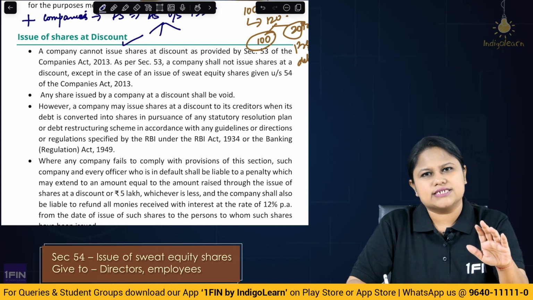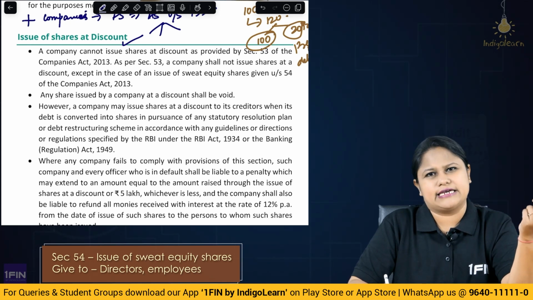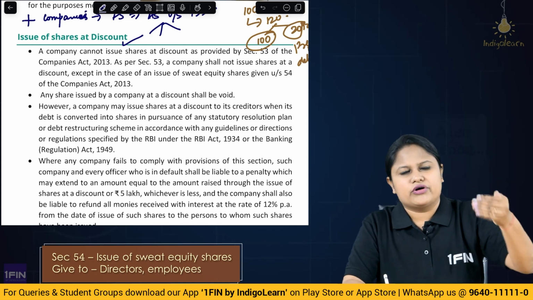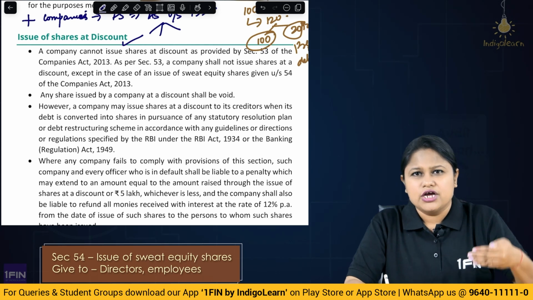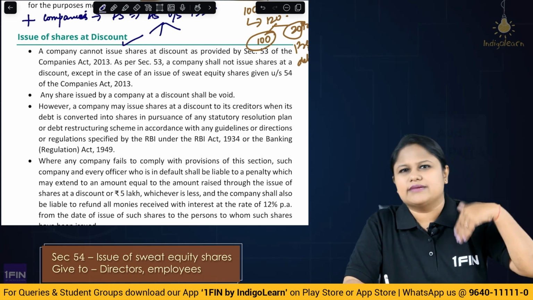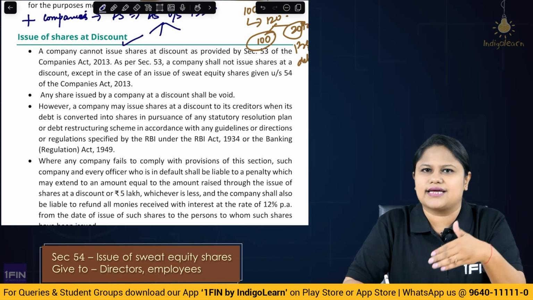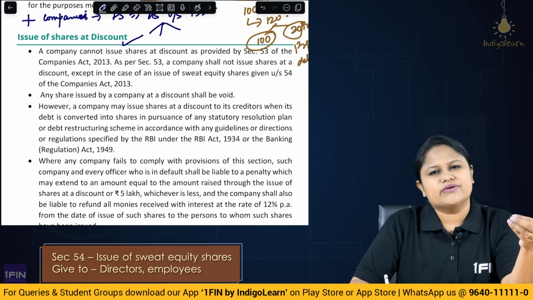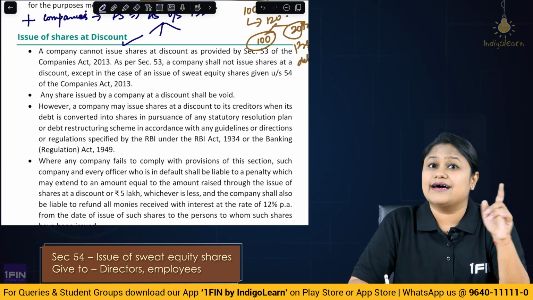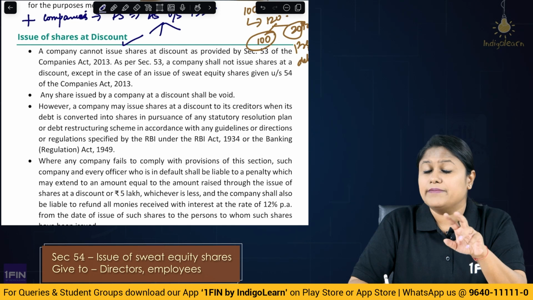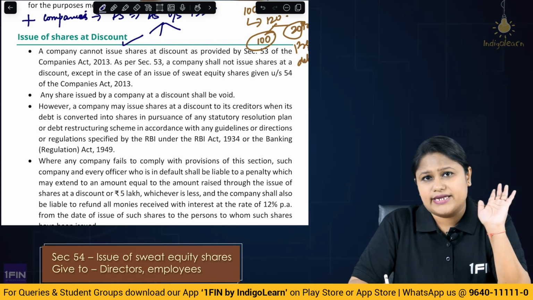Sometimes they also give them for consideration other than cash. So money only is not taken. For whatever service they have given, for whatever intellectual property rights that they have developed, for any value additions that they are doing, the shares will be given. So they are for consideration other than cash also. But companies will issue shares at discount also, and that is allowed if it is shares for employees and directors for sweat equity allotment.